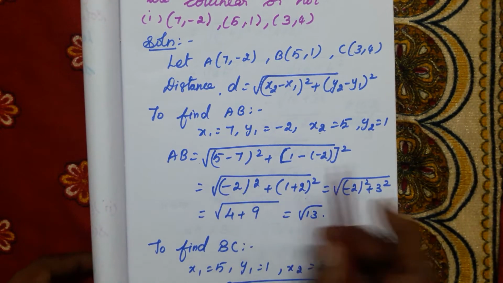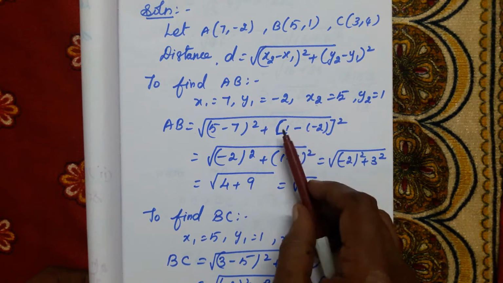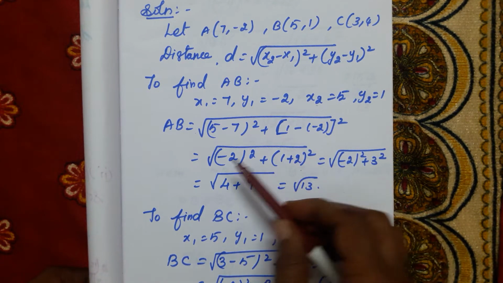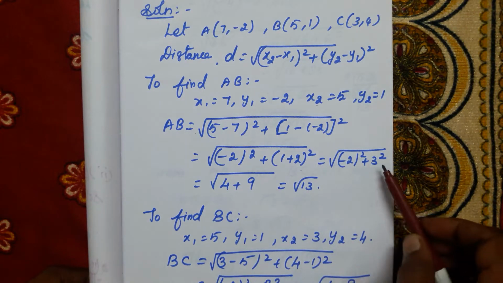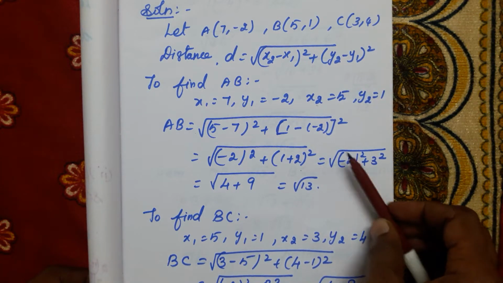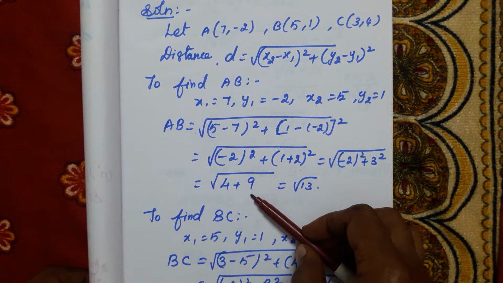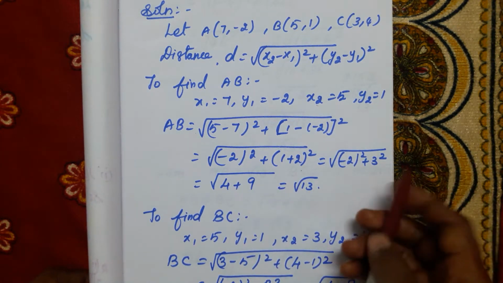5 minus 7 means minus 2 the whole square, plus 1 minus of minus means plus 2, so 1 plus 2 the whole square. It's equal to minus 2 the whole square plus 3 square. Minus 2 the whole square is 4. Next, 3 square is equal to 9. It's equal to root 13.